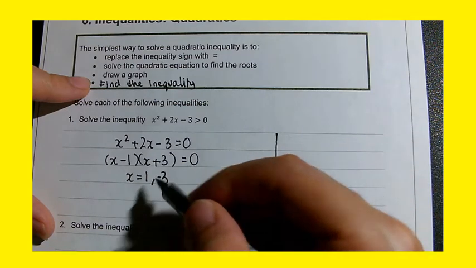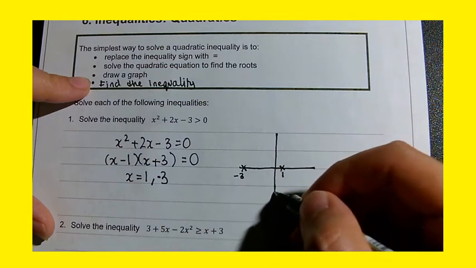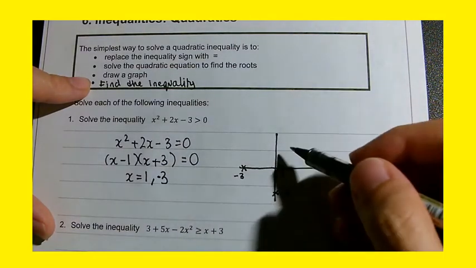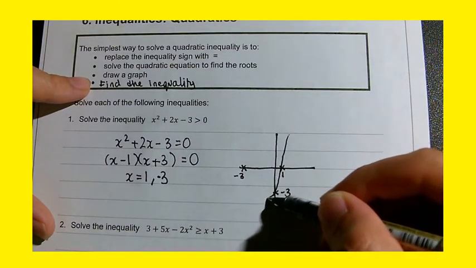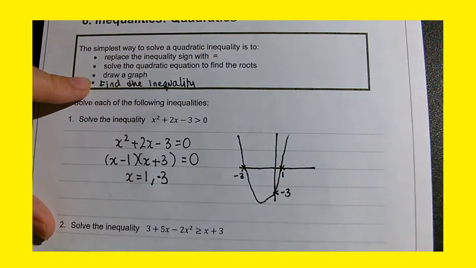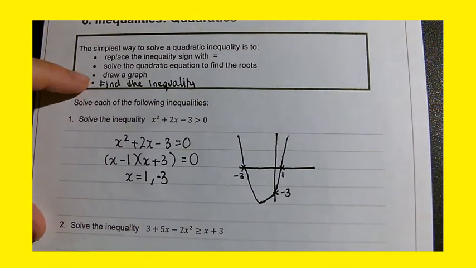Sorry, -3 here, and -3 there. Okay, it cuts through at -3 on the y-intercept because that information comes from here. And if I just do a quick sketch of the graph, okay, it's going to look something like that. Not the best sketch, but nonetheless, just a quick sketch just to see what's going on. Okay, right. And once I've done my sketch, I need to find the inequality.